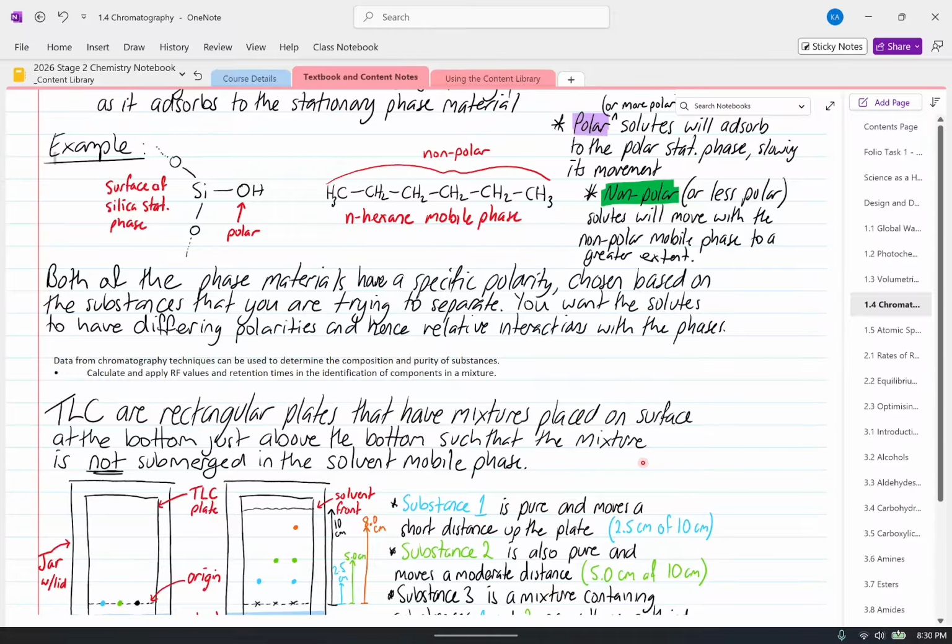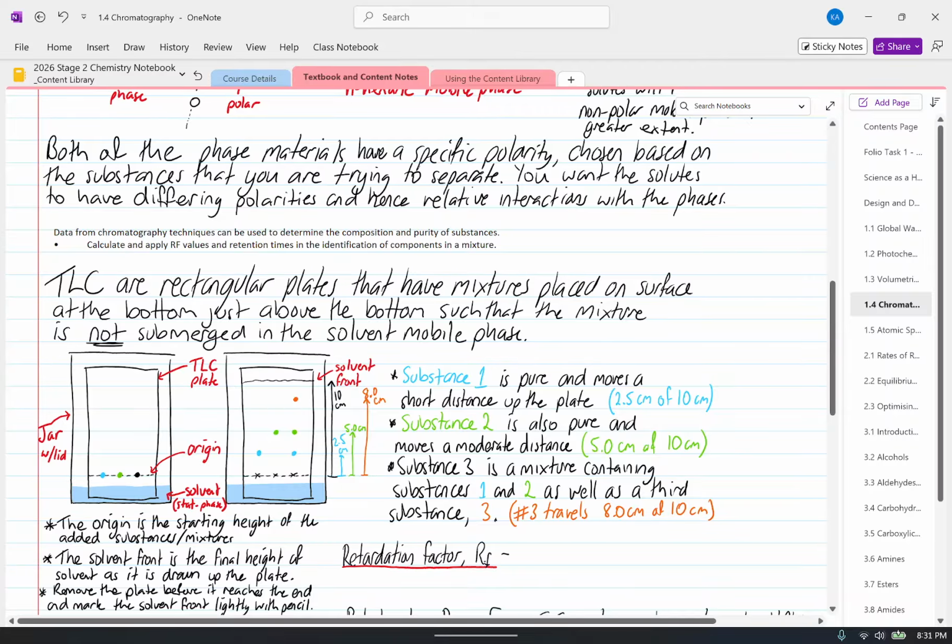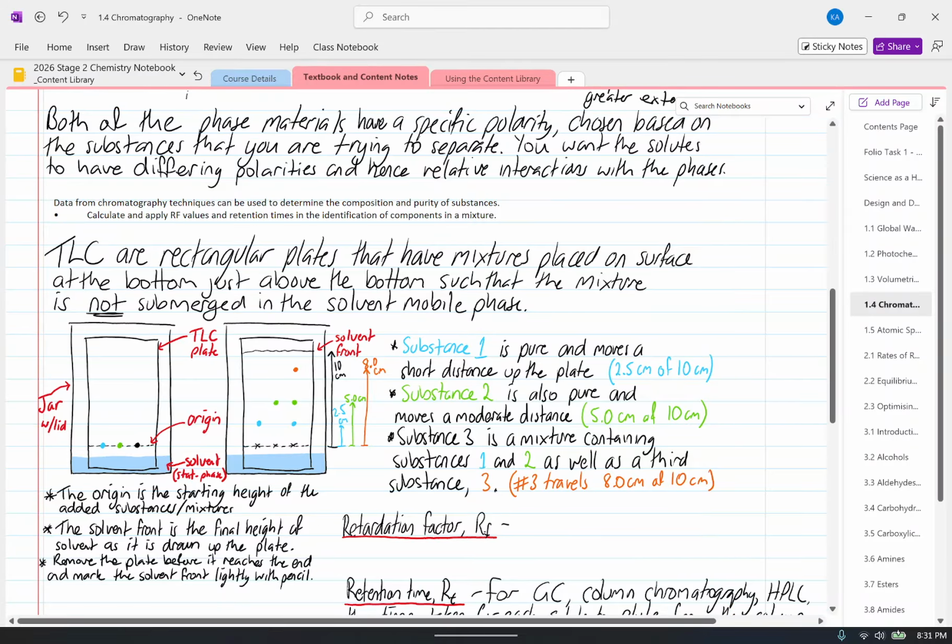Okay. Moving on to the next sentence, we have: the data from these chromatography techniques can be used to determine the composition and purity of substances. And the subpoint is: calculate and apply RF values and retention times in the identification of components in a mixture.